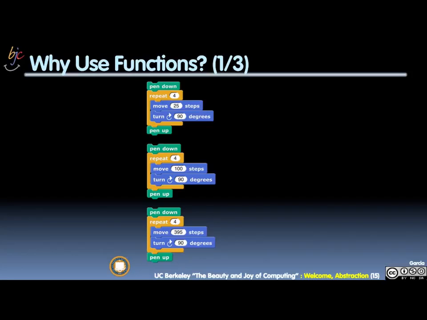Draws a square of side 25, right? And you have that code in your code. And then later you want a bigger square. So you have the one in the middle, which says pen down. There's a pen up also. Pen down, repeat 4 times, move 100, turn right. And you have that too. And that draws a larger square of side 100.